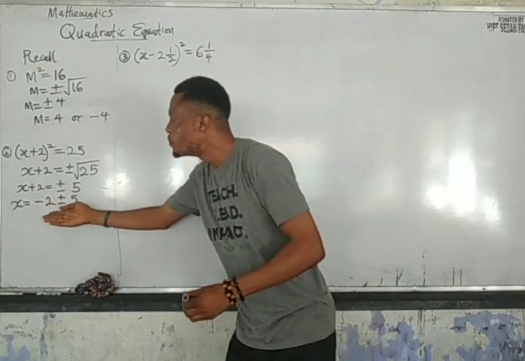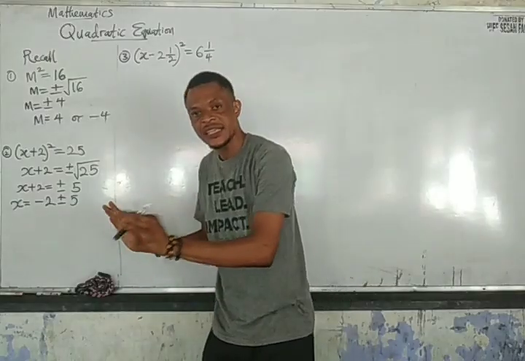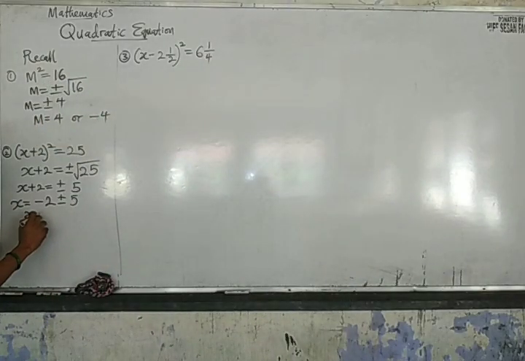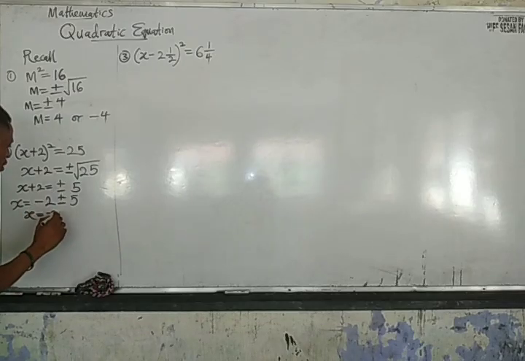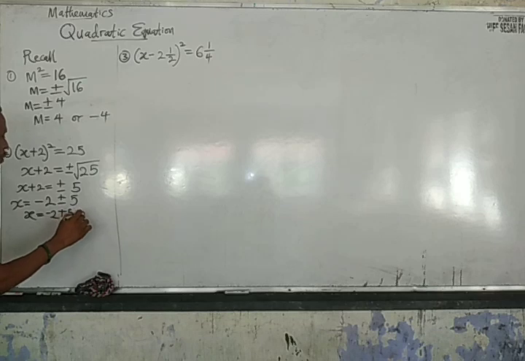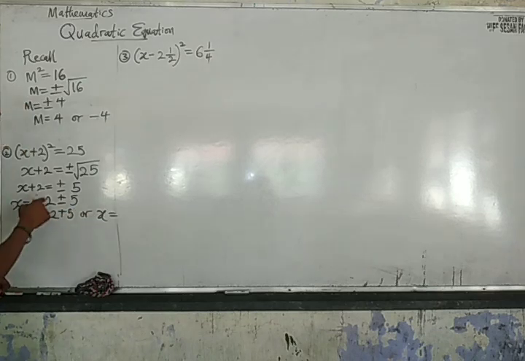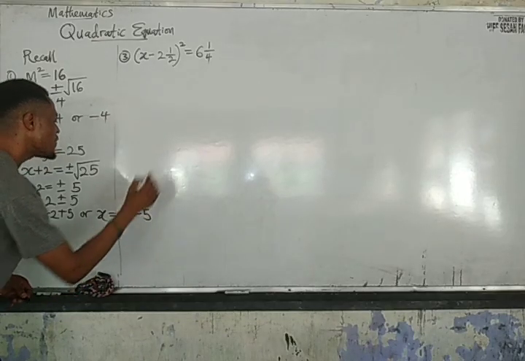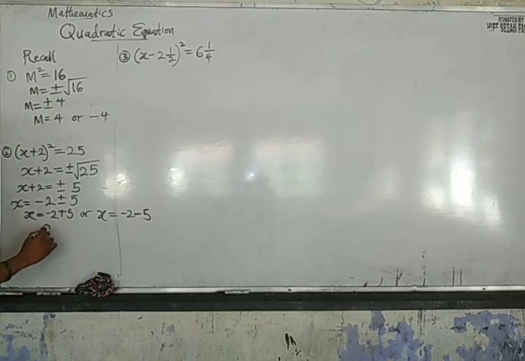So from here, we break it into 2. To break it, we'll be having x equal to minus 2. Let's make use of the plus first. Plus 5, or x is equal to minus 2. So we are not using the plus this time around. We are using the second option, which is the minus. So minus 5. So finishing this, minus 2 plus 5.